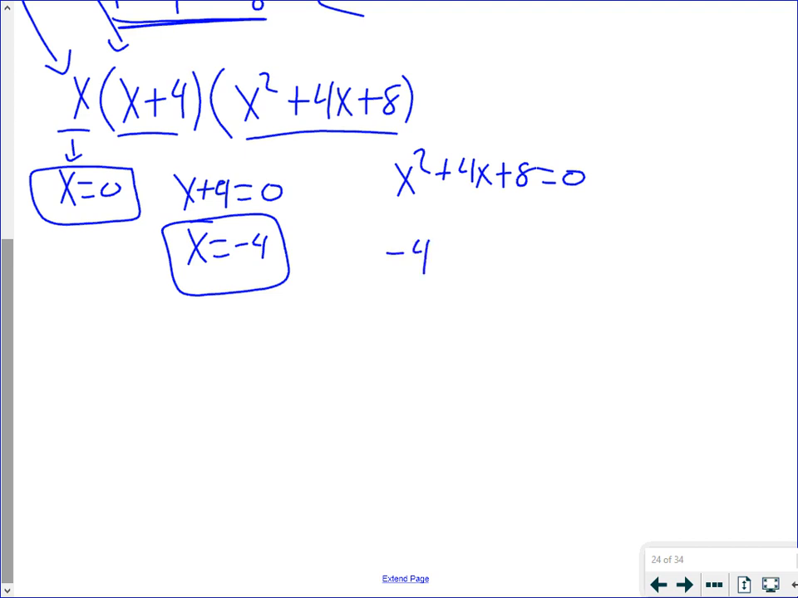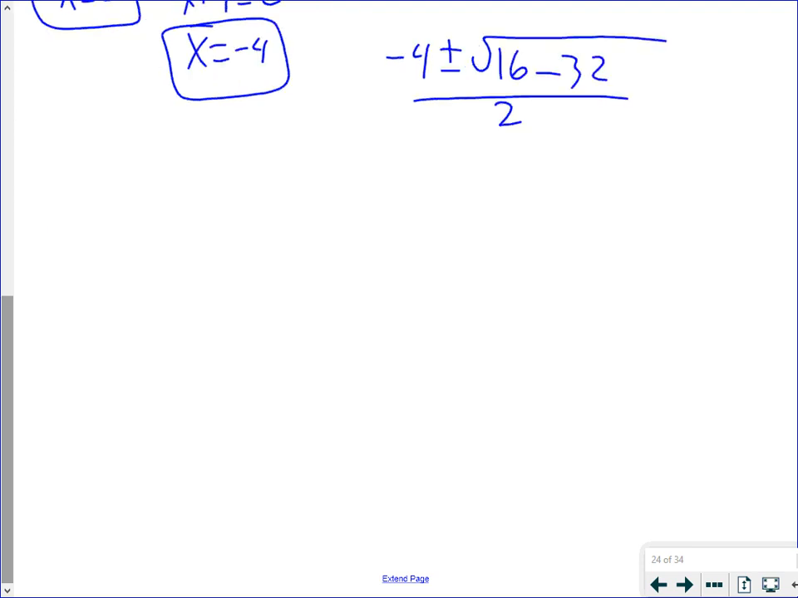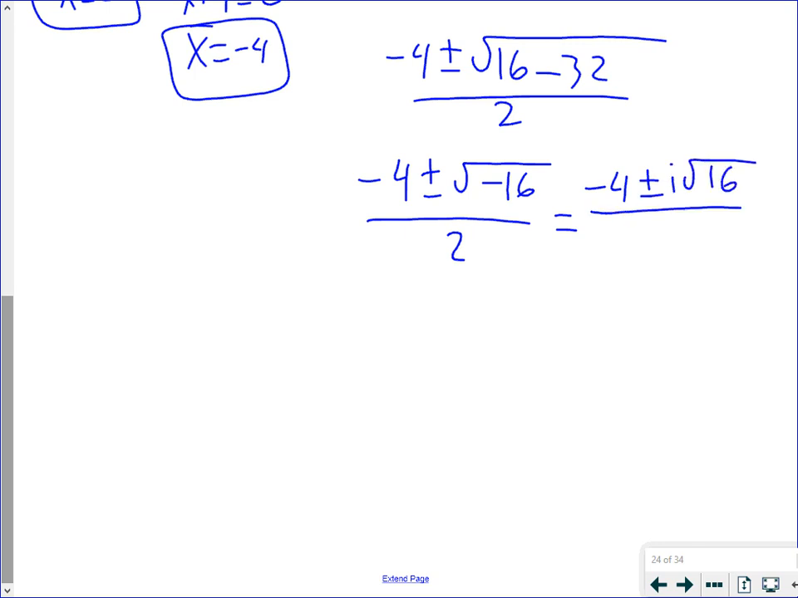Our only option here is to use our quadratic formula. So it's going to be -4 plus or minus the square root of b squared, which is 16, minus 4 times a times c, which is 8, all over 2a. Our a is 1, so it's just 2. Okay? So -4 plus or minus the square root of 16 minus 32 is -16, all over 2. The square root of -16, we can pull out an i first. So it's -4 plus or minus i square root of 16. Remember to take the negative out of the square root. You put an i in front of the square root and get rid of the negative. That's what I did. It's all over 2.